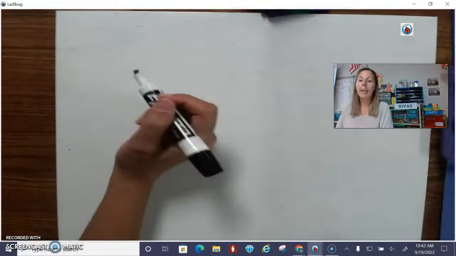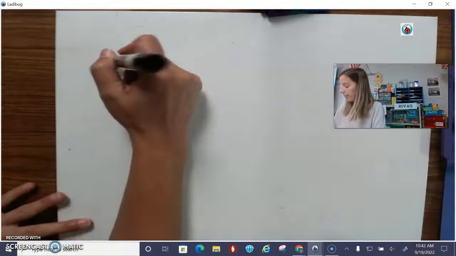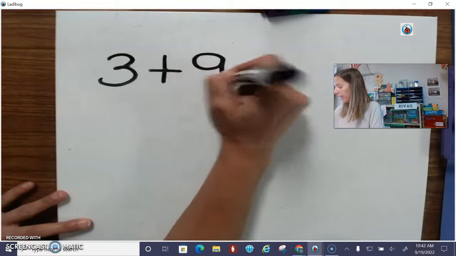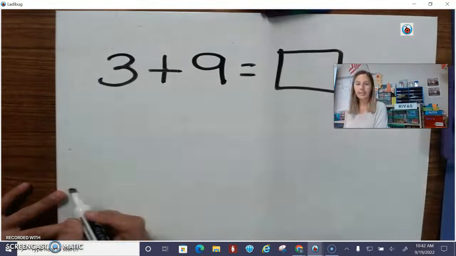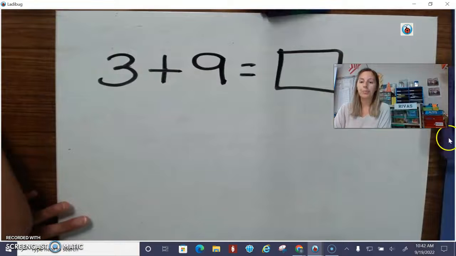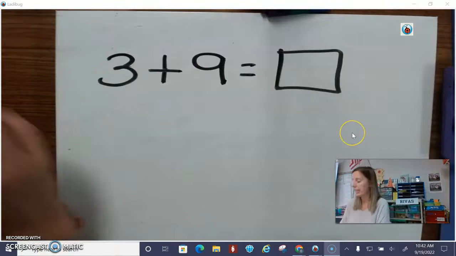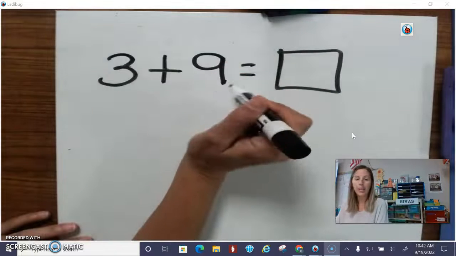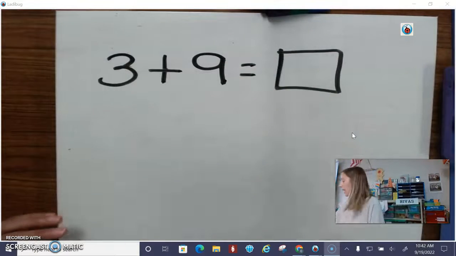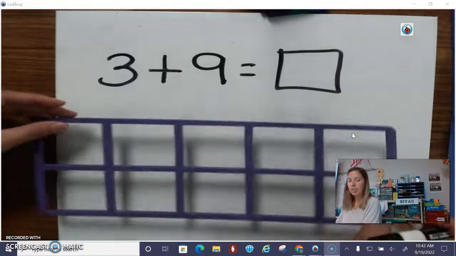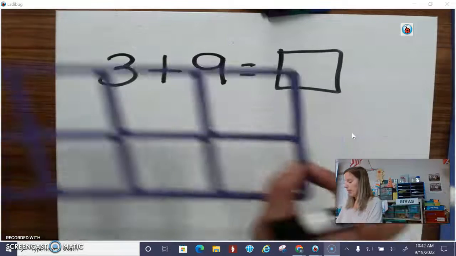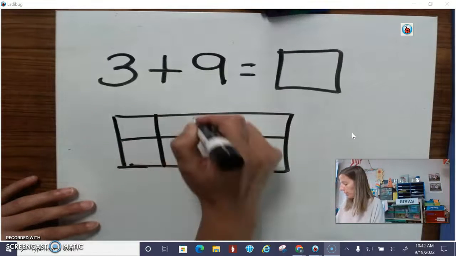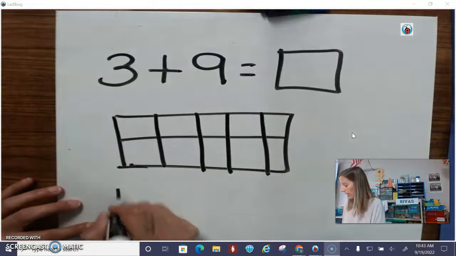The first one, or one of the ones that we have, is making 10. If I have a number like 3 plus 9, for example, and I want to know what it is, I can use the strategy called making 10, making a 10. So how do I make a 10? I have a number over here that is really, really close to 10. And for those that are visual learners, I can use my 10 frames. So I'm going to draw my 10 frame for you to see how it works.